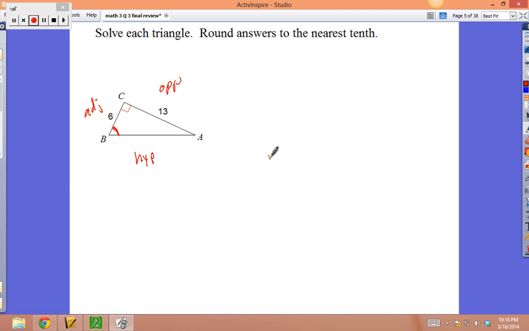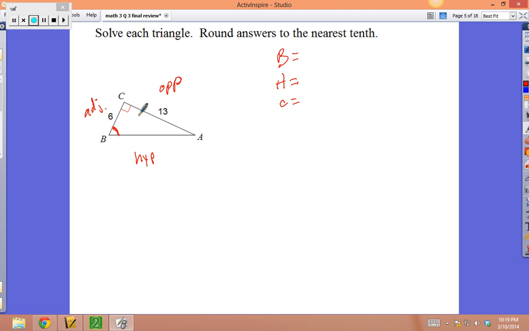So it does not matter which angle you work off. Angle B is no easier than angle A. So it does not matter which one you go from. But we do need to find angle B. We do need to find angle A, and we do need to find side C. So I'm going to find angle B first. And I'm going to use the trig ratio of tangent because I have 13 and 6.